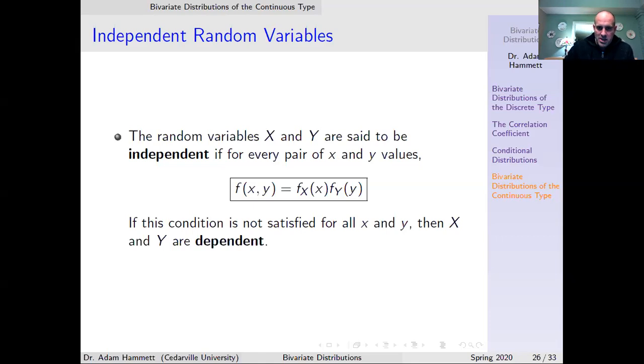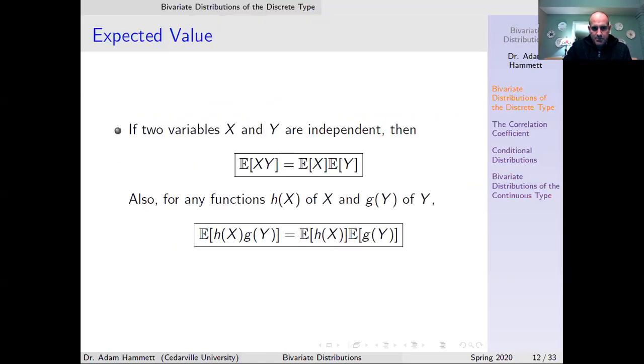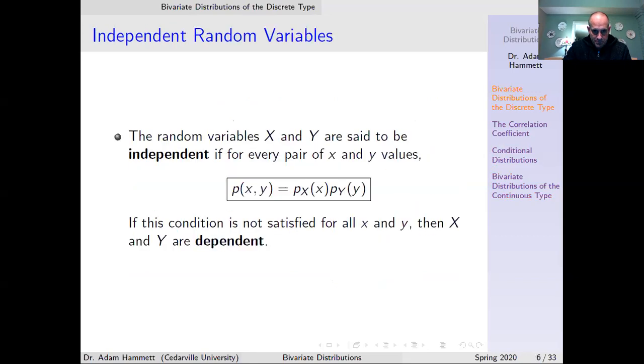Let me just remind you of that. I'll actually go back to it. Look at that. It's exactly the same, isn't it? Yeah, it's exactly the same.